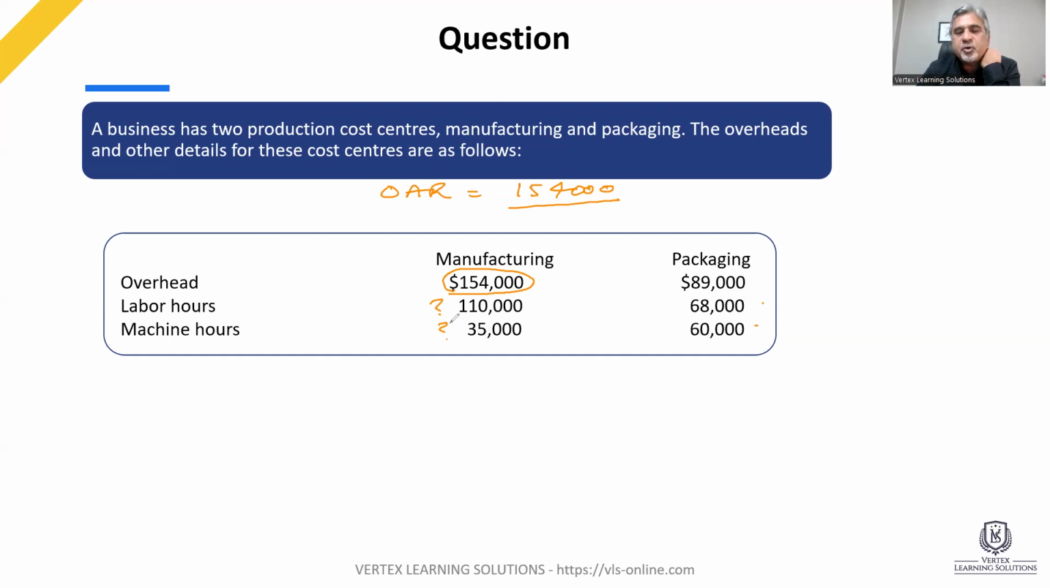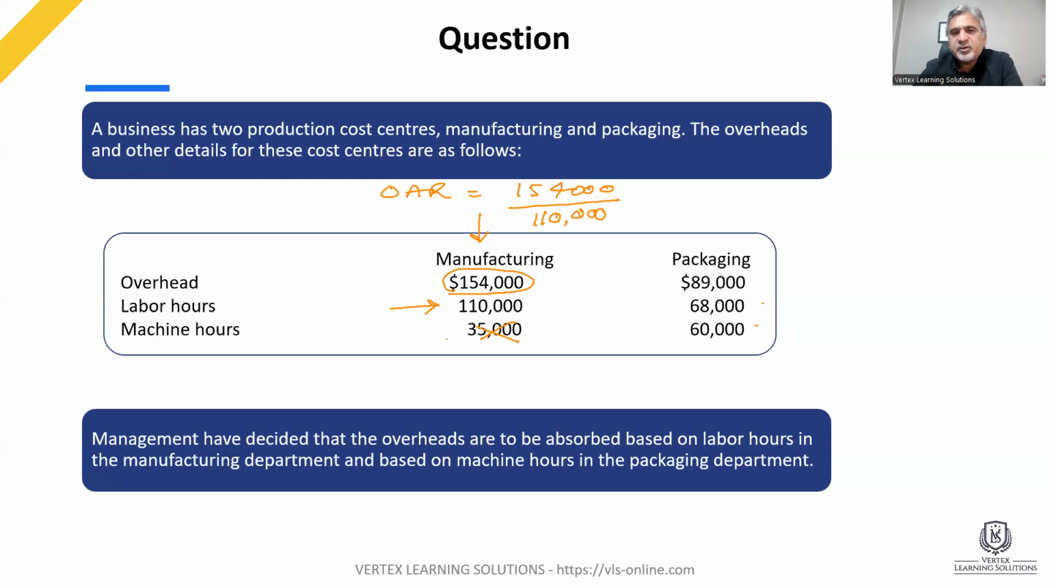The answer is always go for the larger number, whichever activity is in the bigger number. For example, here I can see that labor hours are more, machine hours are less. So just ignore machine hours and divide with 110,000, and therefore you will calculate your OAR as 154 divided by 110, something like $1.2 or whatever per labor hour. So you will calculate your OAR for the manufacturing department. Your OAR should be based on per labor hour. So always go for the activity level which is greater in number.